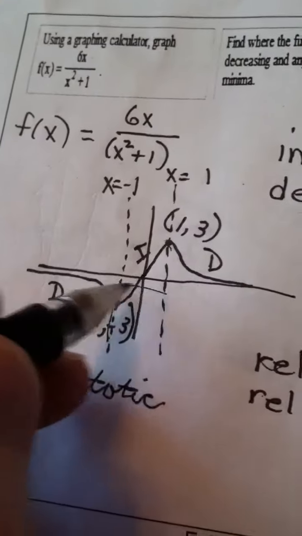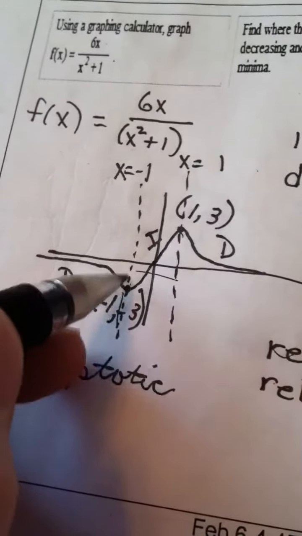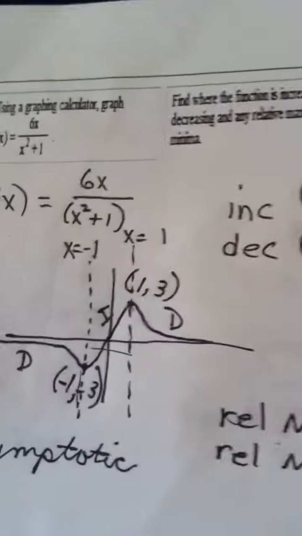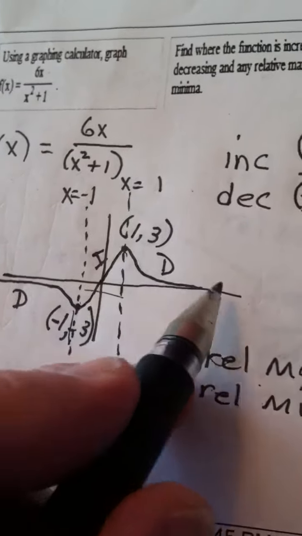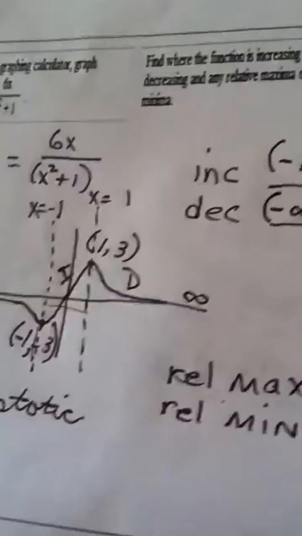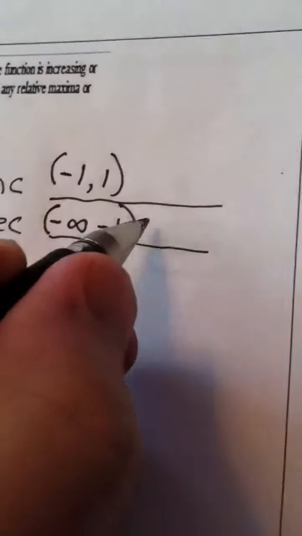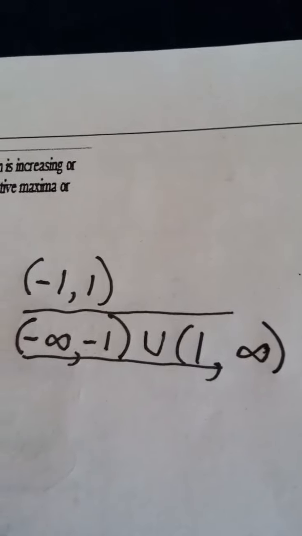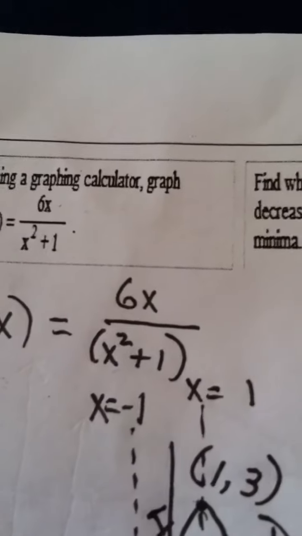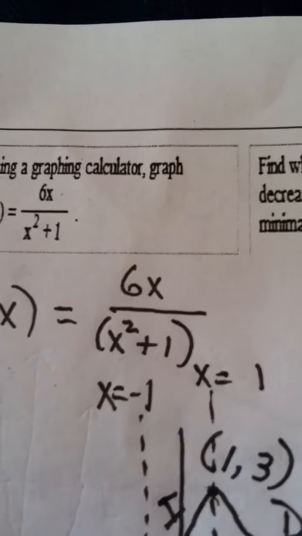Between these two values, the graph is increasing. So between -1 and +1, the graph is increasing. And here, from 1 to +infinity, the graph is decreasing again. So we put union 1 to infinity. And that takes care of that problem. Most important thing in this problem to remember is to enter it correctly. And we're done.